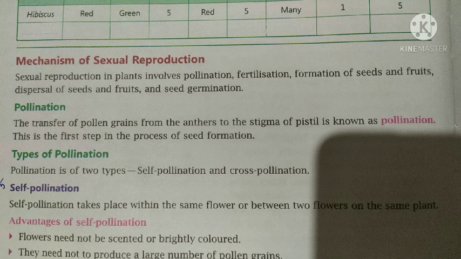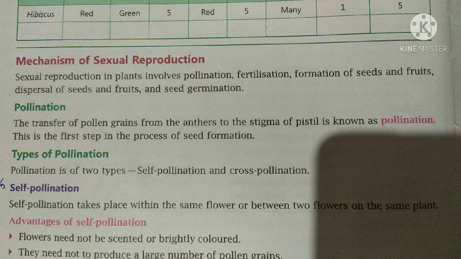So you know what is pollination? It is the transfer of pollen grains. The pollen grains are transferred from anther to the stigma of pistil. The transfer of the pollen grains from anther to the stigma of pistil is known as pollination. So my dear students, this pollination process in plants is of two types, that is self-pollination and cross-pollination.